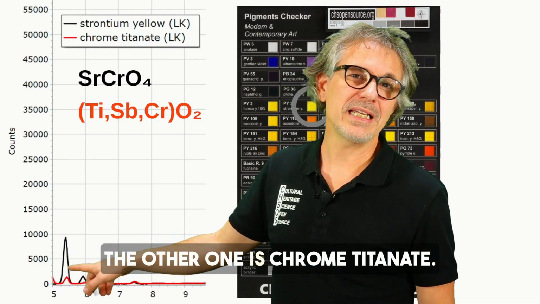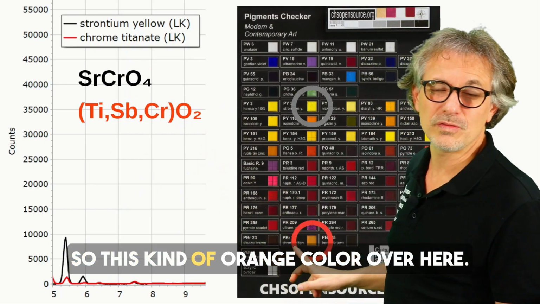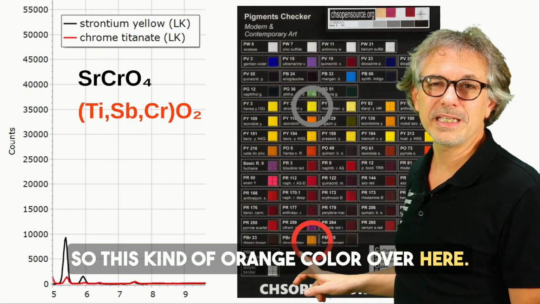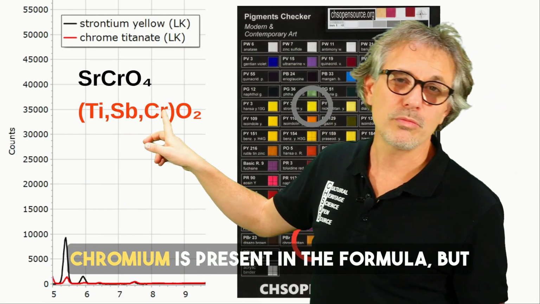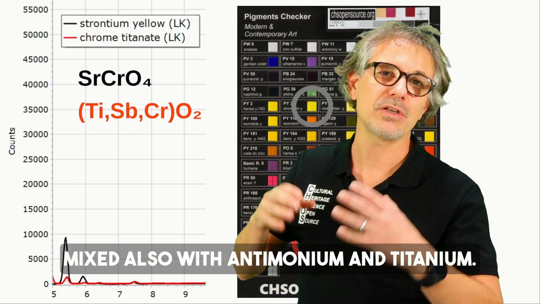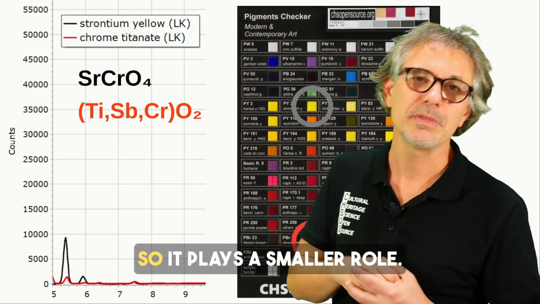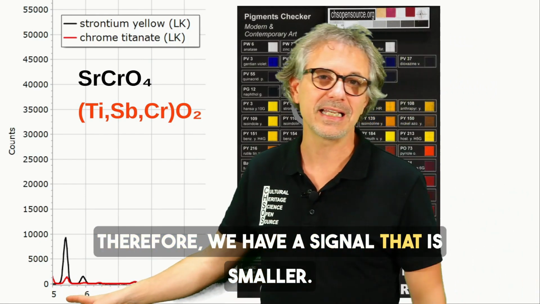The other one is a chrome titanate, this kind of orange color over here, and the signal is much less because chromium is present in the formula, but mixed also with antimony and titanium, so it plays a smaller role. Therefore we have a signal that is smaller.